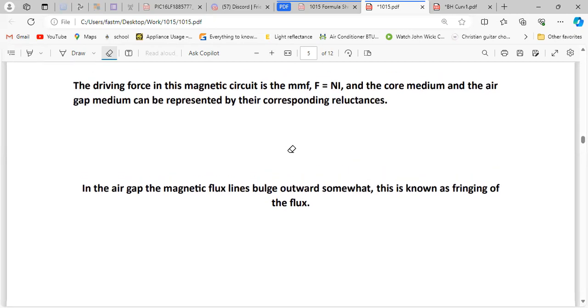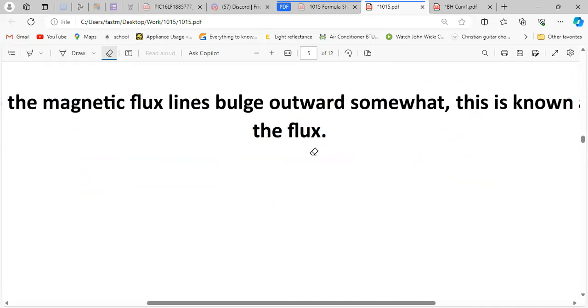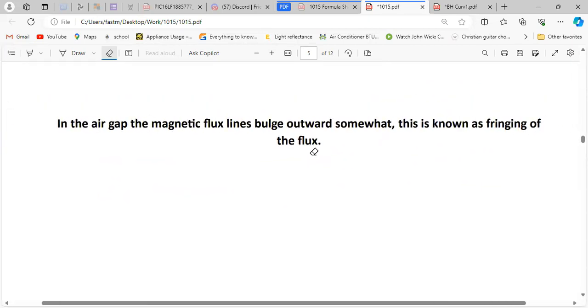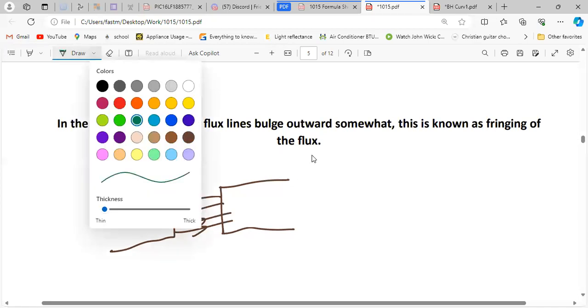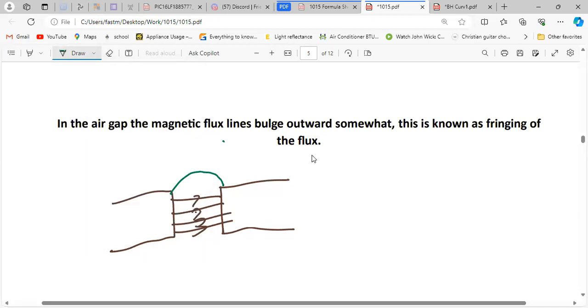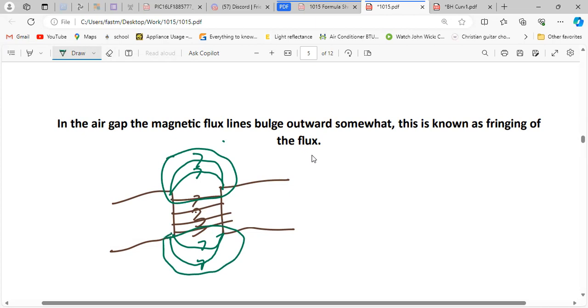Anyway, so fringing, right? There is a concept known as fringing. Basically, in simple terms, if I have an air gap here, we know the flux will go through like this, the majority of it. But some of the flux will bulge outwards like this. So you have some leakage going on. This phenomenon you see in there is known as fringing. It's just the magnetic flux lines bulging outwards somewhat.